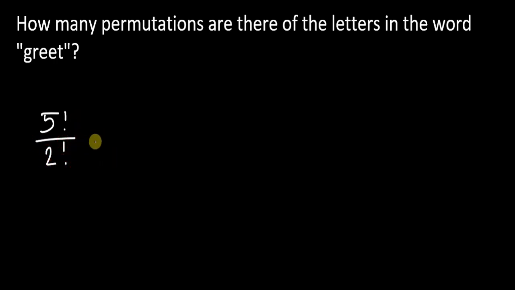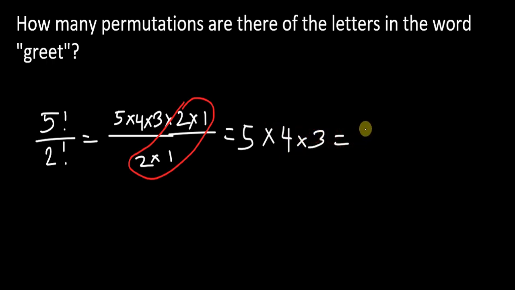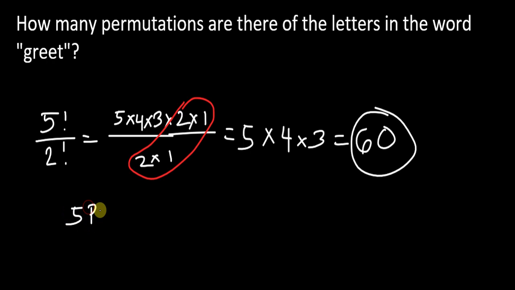That is 5 factorial over 2 factorial. And that is equal to 5 times 4 times 3 times 2 times 1 over 2 times 1. Or makakancel lang tong 2 times 1 na dalawa. So that is equal to 5 times 4 times 3. And that is equal to 60. Or sa calculator, pwede rin to. Or that is 5P2.